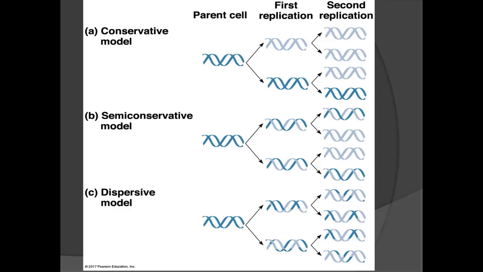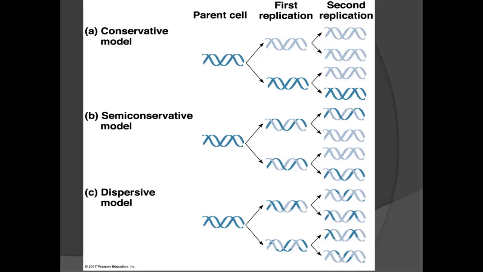Now let's discuss the semi-conservative model. Remember, in the semi-conservative model, it states that the DNA molecule and strands would be unzipped and each of these strands would act as a template. As a result, after the first round of replication, each of the daughter cells would contain a parent strand that was radioactively labeled in conjunction with a new strand.